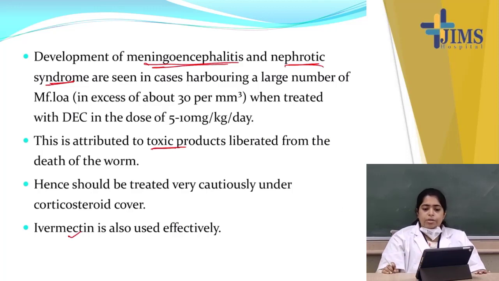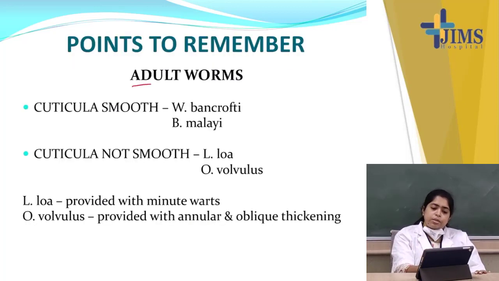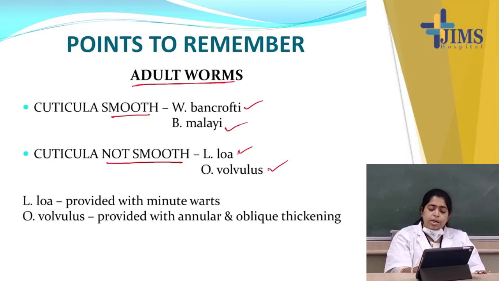Now some important points to remember. What about the adult worms? If you see the adult worms, they have the cuticula. In some cases the cuticula is smooth and in some it is not smooth. We will find smooth cuticula in Wuchereria bancrofti and Brugia malayi, and the cuticula is not smooth in Loa loa and Onchocerca volvulus. In Loa loa, the cuticula is provided with minute warts, and in Onchocerca volvulus, it is provided with annular and oblique thickenings. So the adult worms can be differentiated easily on the basis of the cuticula.